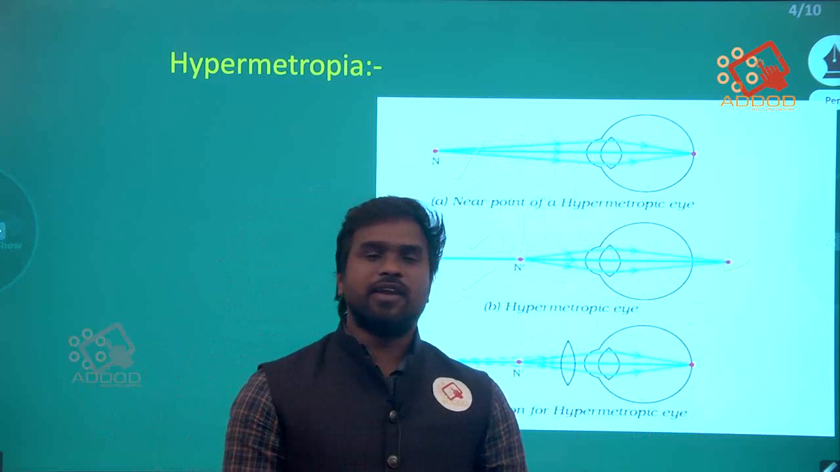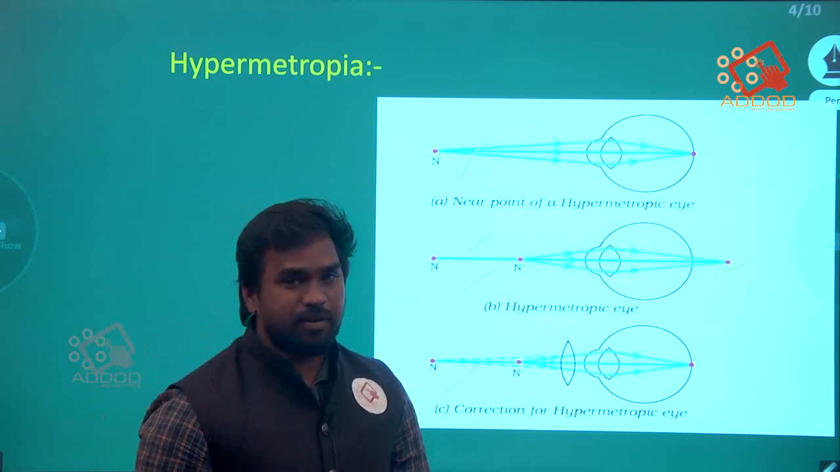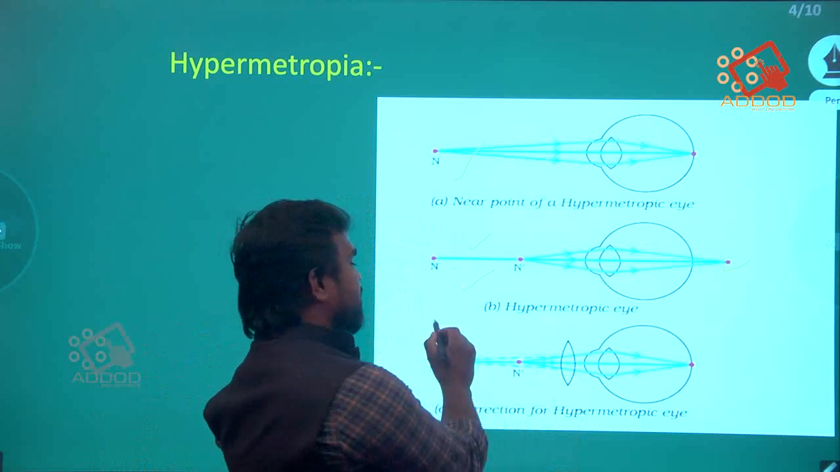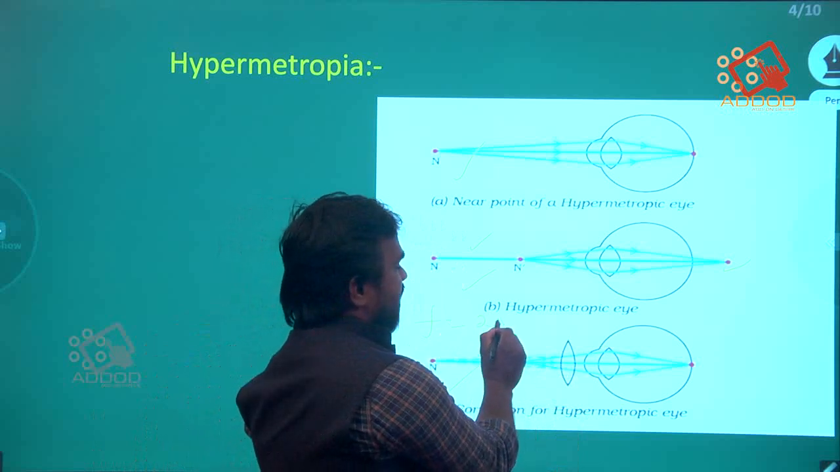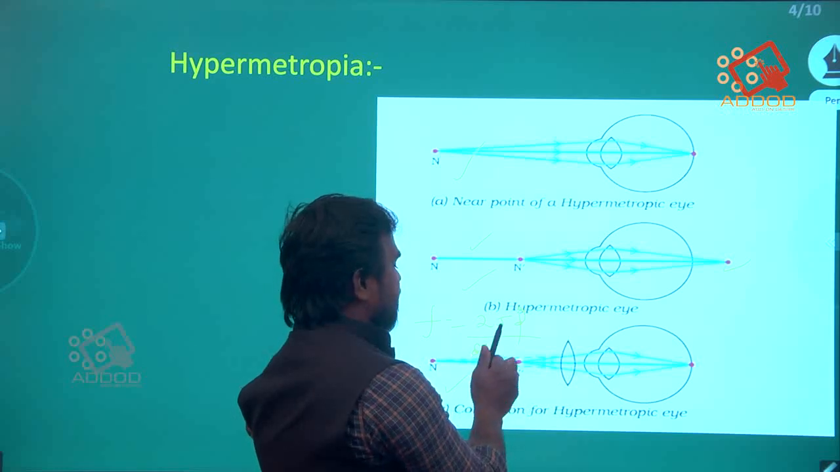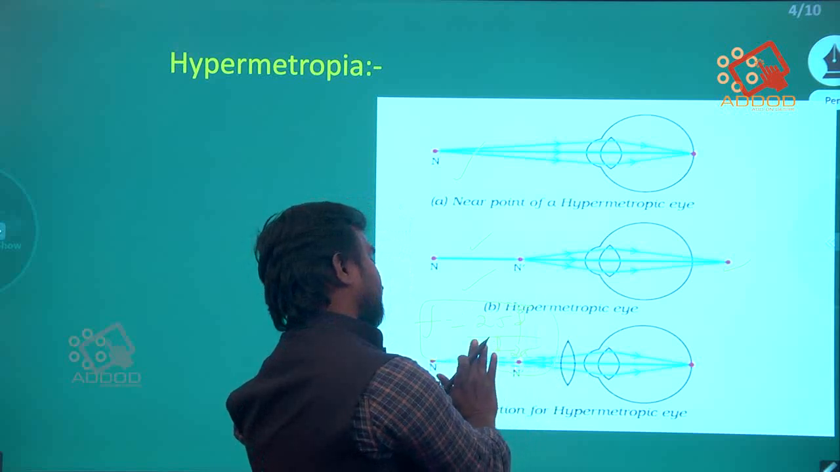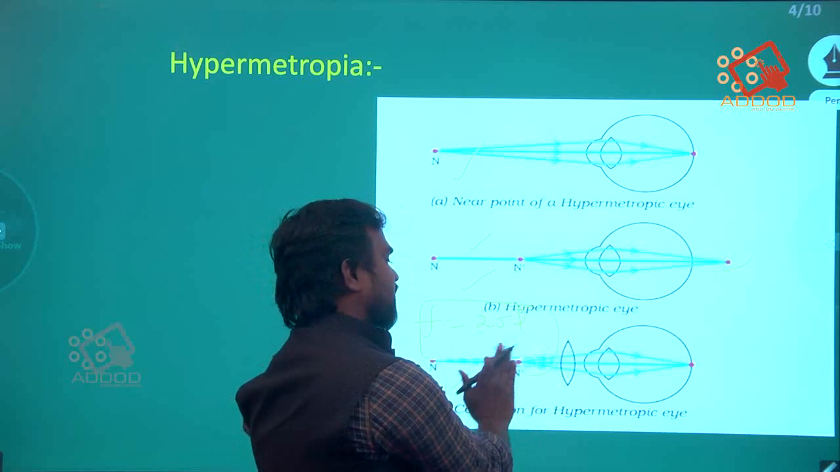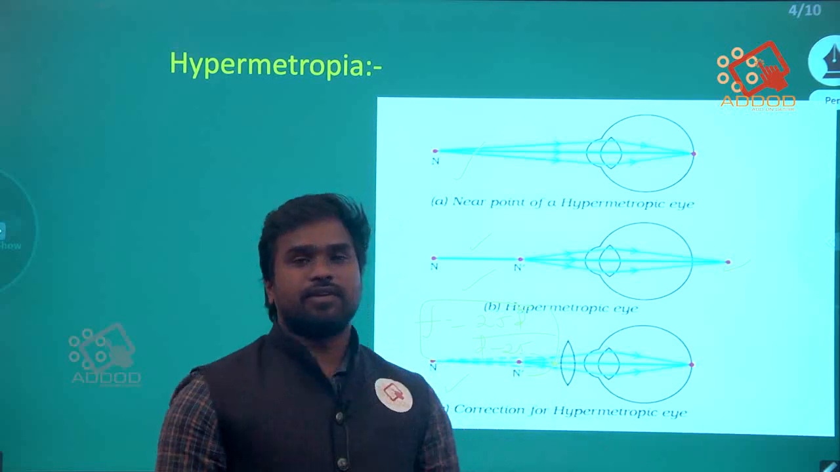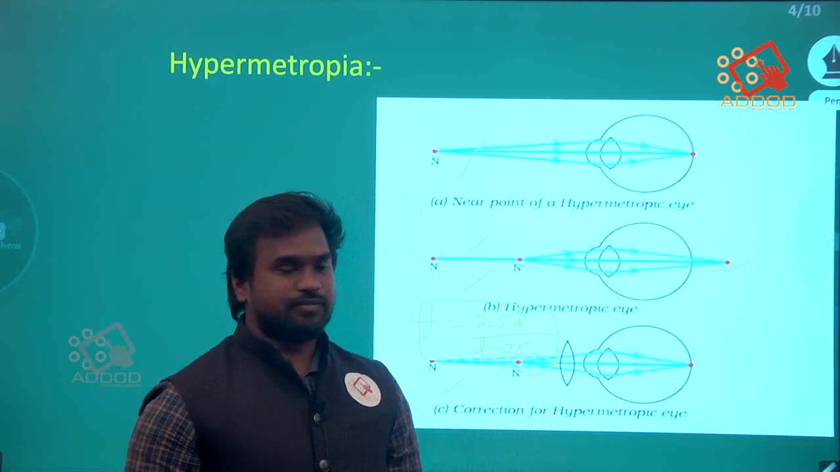See the third diagram. The third diagram explains which type of lens we use for correcting hypermetropia. We use a biconvex lens. The focal length of the biconvex lens is 25d by d minus 25. Okay, children, I hope you all understood. Next, I am going to the next question.